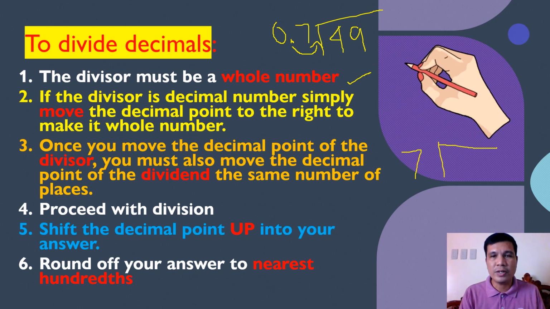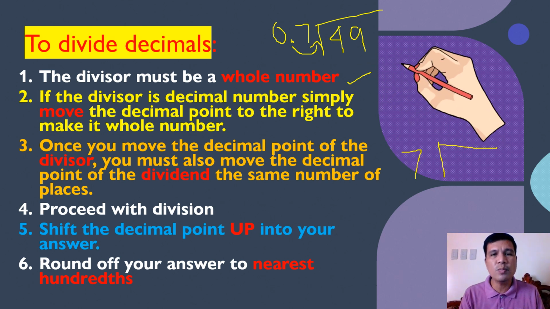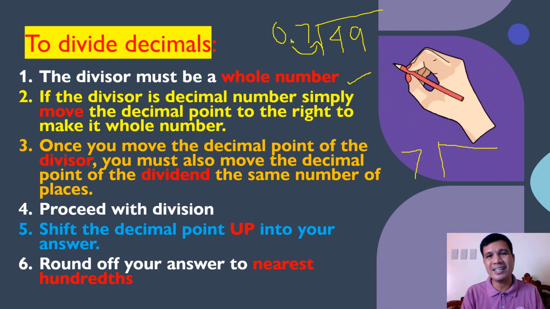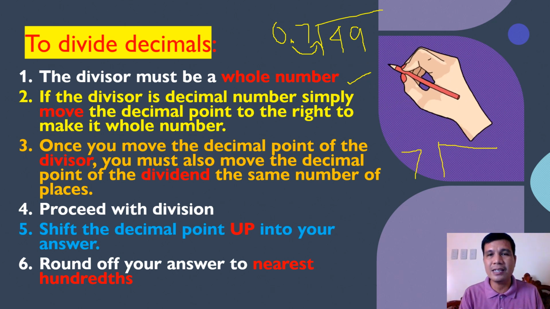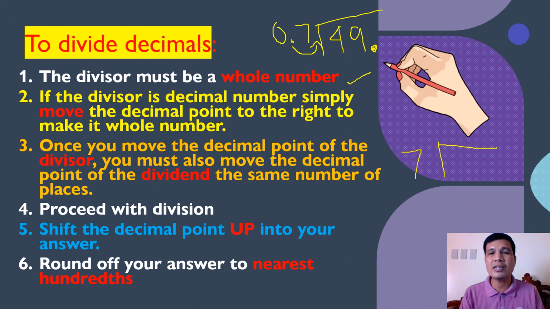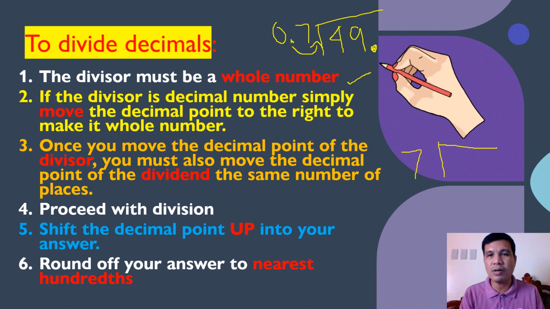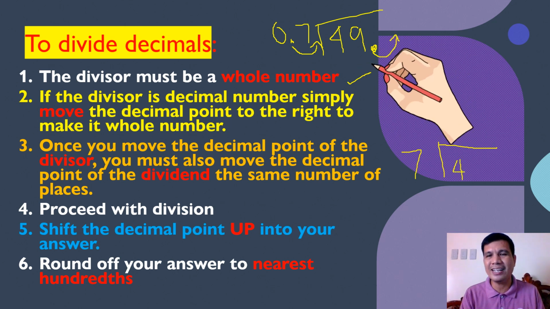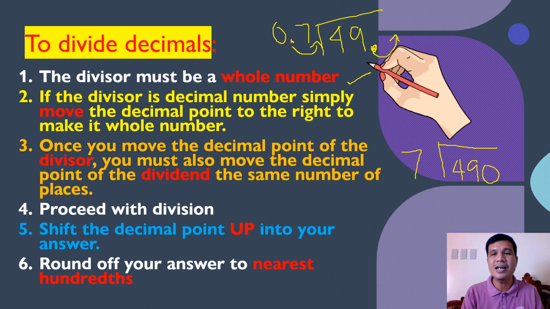Next, number 3. Once you move the decimal point of the divisor, you must also move the decimal point of the dividend the same number of places. 49, nasaan ang decimal point ng 49? Very good. Nasa dulo. So, let us move. Ilang move ang ginawa? 1. So, let us move 1. What are we going to do? Annex 0. So, it will become 490. So, ganyan kasimple ang pag-divide ng decimal.